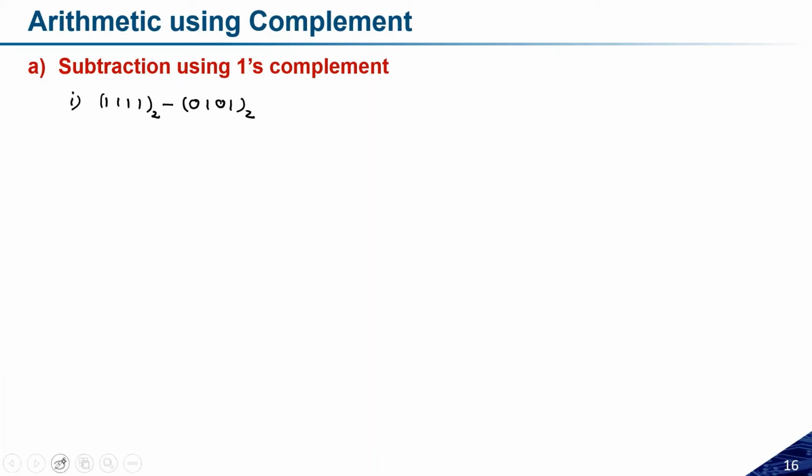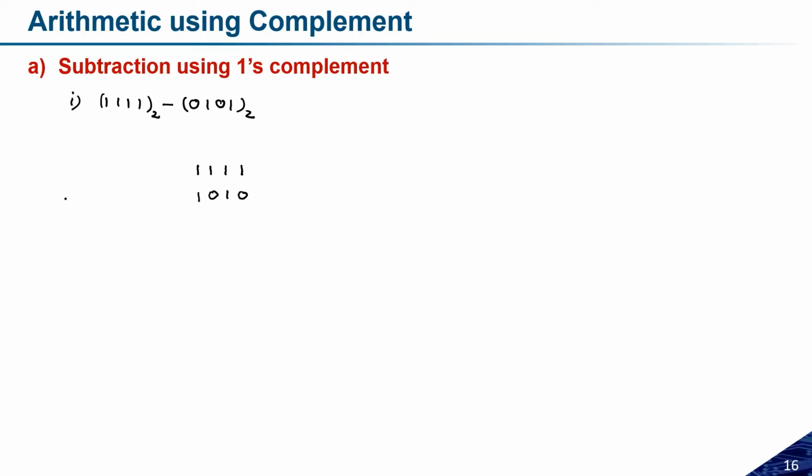To understand these things, let us try to write a few things. Whatever the number I have to subtract, just calculate the ones complement of that number. The first step is to calculate the ones complement of the number which we have to subtract. I have the number 1, 1, 1, 1 and I have to subtract 0, 1, 0, 1. So first I need to calculate the ones complement of 0, 1, 0, 1, which is 1, 0, 1, 0.